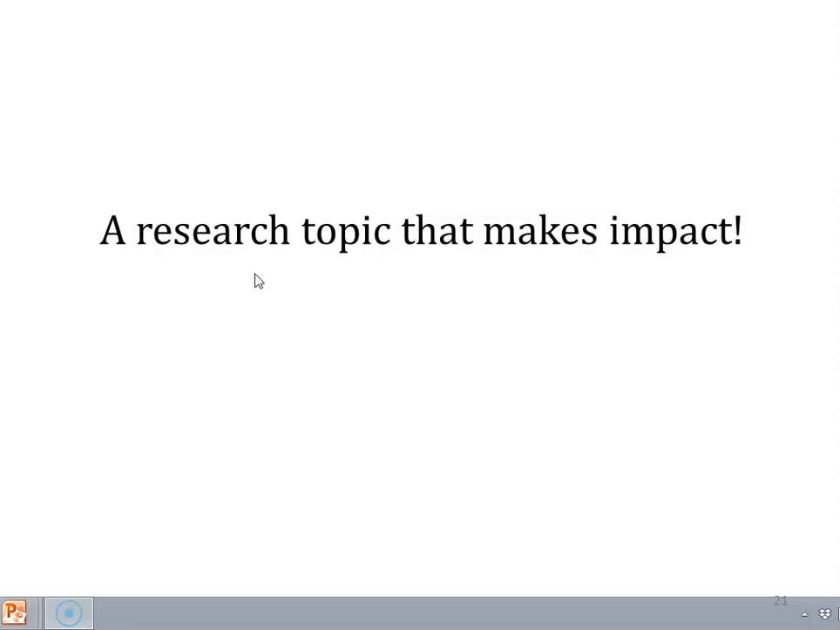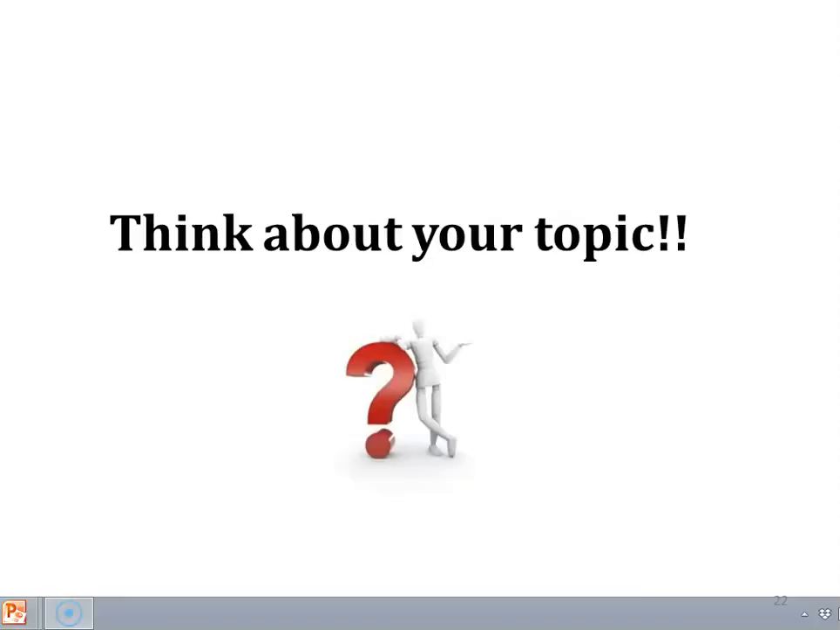Number four, if you are proposing a new idea to be implemented, your target community should also be interested. Number five, your study will have a significant impact on your field. And number six, you should be able to identify some group that will benefit from your research. If you can answer these questions, then you can be confident that your study will make an impact. Now, I'm sure it will be easier for you to decide a topic.